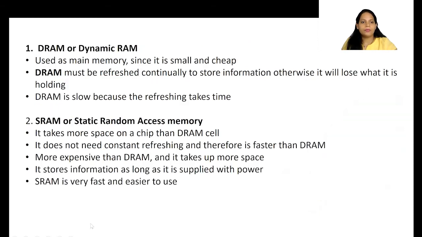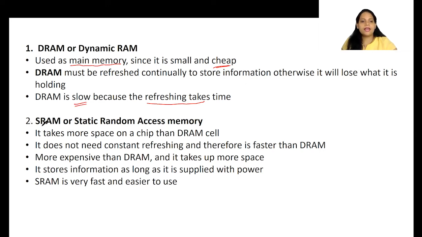What do they do? The first one is DRAM or dynamic RAM, which is used as a main memory. DRAM is used as a main memory since it is small and cheap. DRAM must be refreshed continuously to store information, otherwise it will lose what it is holding. Since it is a volatile one, we have to keep refreshing for it to hold the data for a longer time. DRAM is slow because the refreshing takes time, obviously. So that's the reason it is slow.